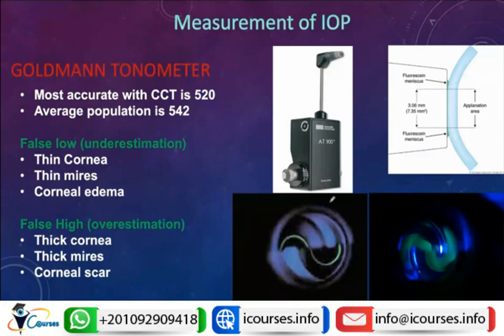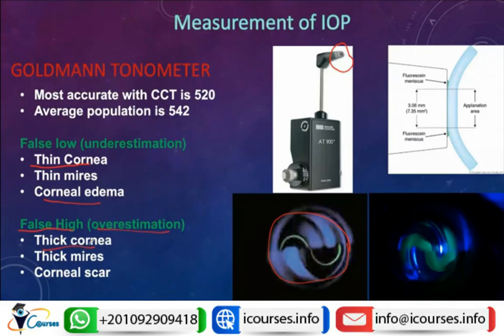So we have mentioned before what the fallacies are, or what the false high and false low readings are. If we have a thin cornea, this thin cornea will yield easily under the effect of the tip of the cone, so this will cause underestimation. Or if there is a thin mires by the fluorescein, or if there is corneal edema, as the cornea will be spongy and soft.